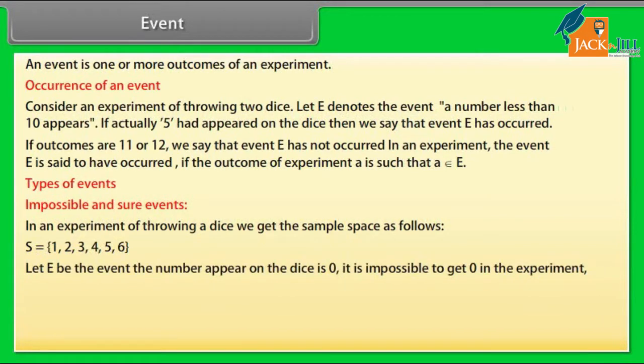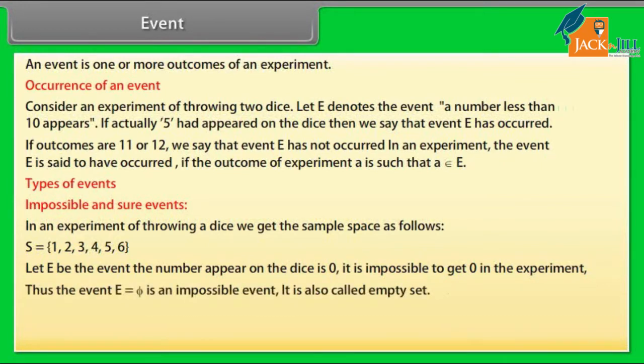Let E be the event the number appearing on the dice is 0. It is impossible to get 0 in the experiment. Thus the event E is equal to phi, is an impossible event. It is also called empty set.